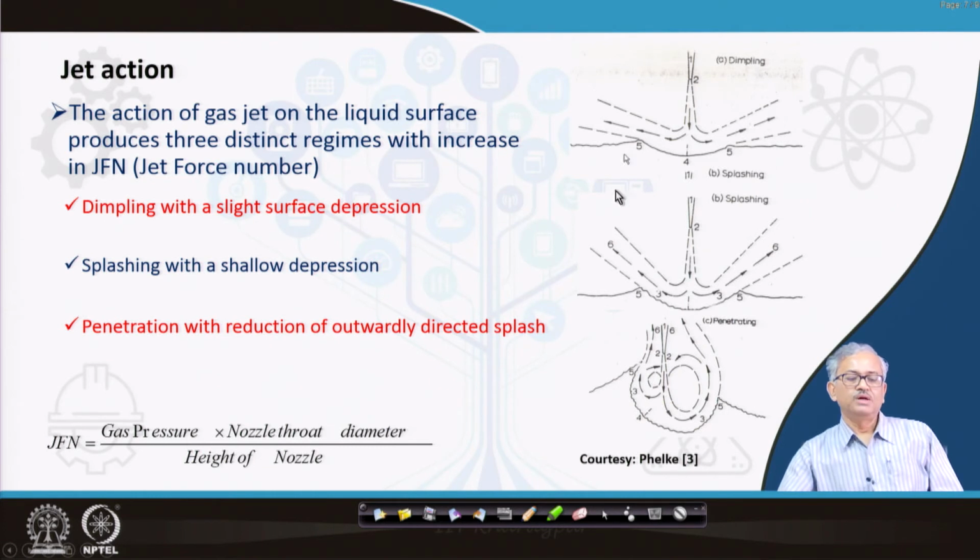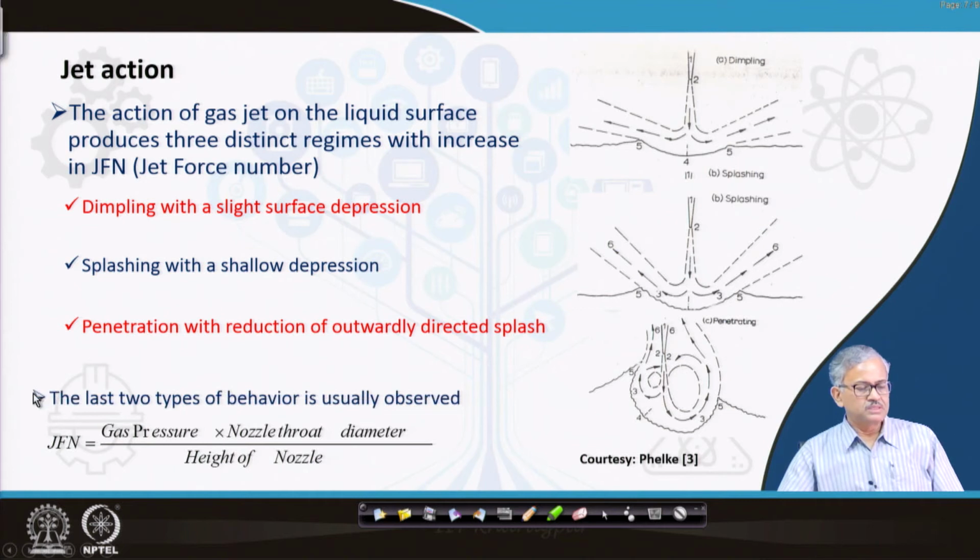So depending on the JFN, you can produce penetration with reduction of outwardly directed splash. In this case the splashing is reduced completely, and all the metal droplets go in this direction into the emulsion phase directly, rather than going towards the refractory wall. So this is a very good thing, but the last two types of behavior are usually observed. You can have this or this.